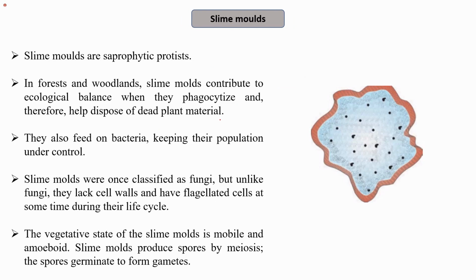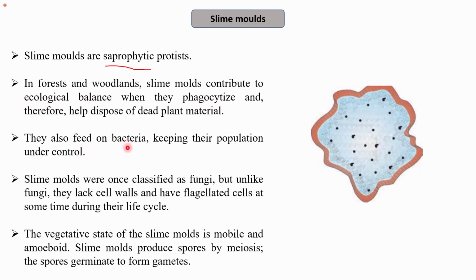In Kingdom Protista, we first learned about Chrysophyta, then Pyrophyta, then euglenoids, then protozoans, and the last we will learn about is the slime molds. Slime molds are saprophytic protists. They are not autotrophic, but they are saprophytic. They are found in forests and woodlands, and they contribute to ecological balance when they phagocytize and therefore help dispose of the dead plants and animals.